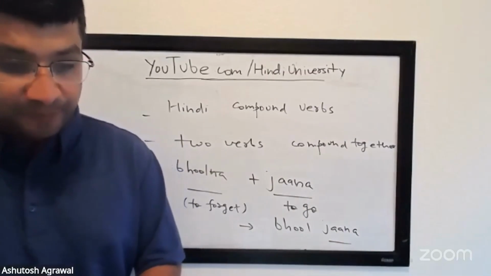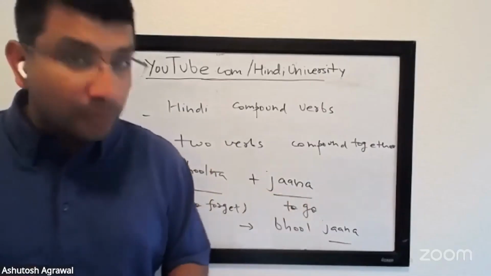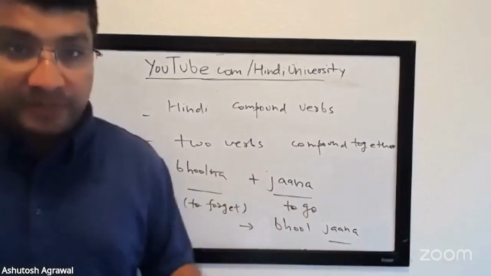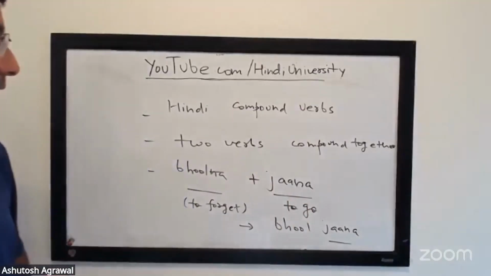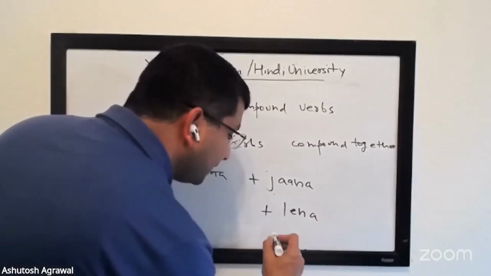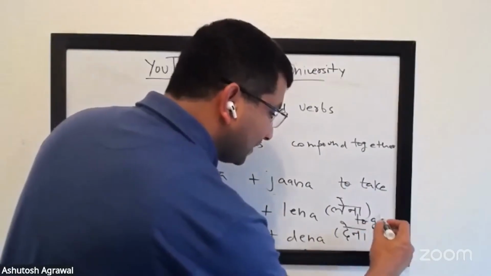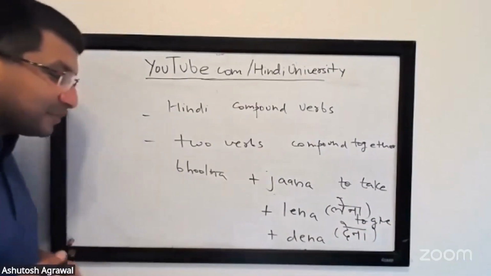So we covered that. Jana is the popular one, but there are other popular auxiliary verbs as well that can be used with the main verb and become the compound verb, which is Lena and Dena. Okay, Lena and Dena, right? To take and to give. Okay, so let's take some examples.